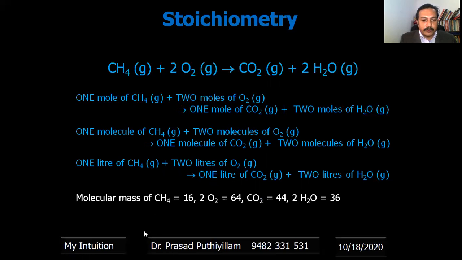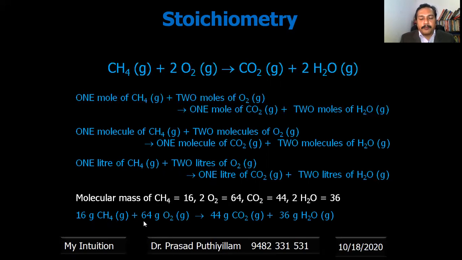Or if you calculate in terms of mass, the molar mass of CH4 is 16, that is 1 carbon 12 plus 4 into 1, it becomes 16. 2 molecules of oxygen becomes 64. CO2 is 44, and 2H2O becomes 36. So we can say 16 grams of CH4 combines with 64 grams of oxygen to give 44 grams of carbon dioxide and 36 grams of steam. So these are the different methods we can use to express a chemical reaction once we have a balanced chemical reaction.